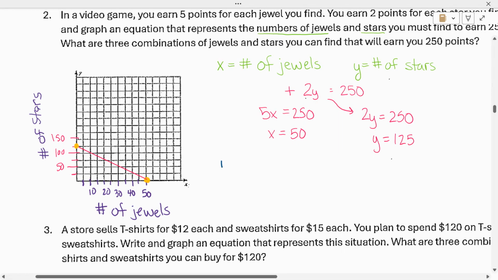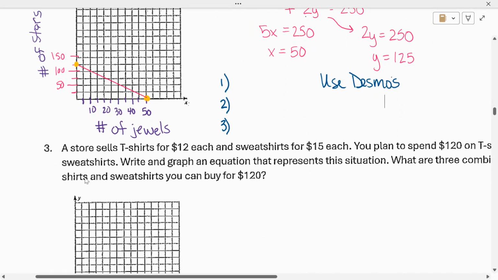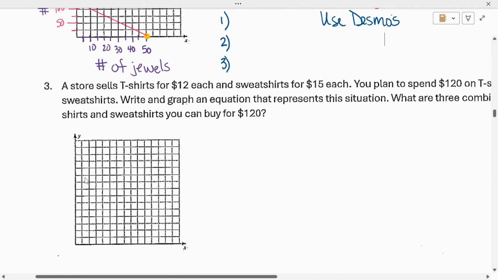You are going to give me the 3 options using what? Yeah, use Desmos. Okay? That's homework. Use Desmos. Don't do it right now. And you are going to do number 3 on your own. That's also homework. Okay? Got it? Okay, flip over.